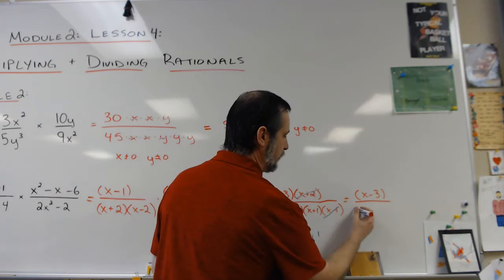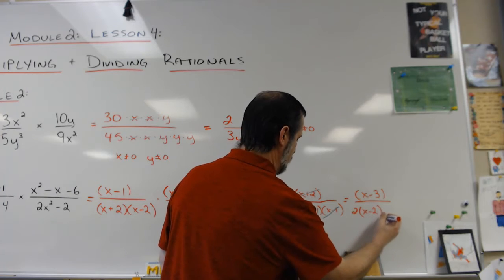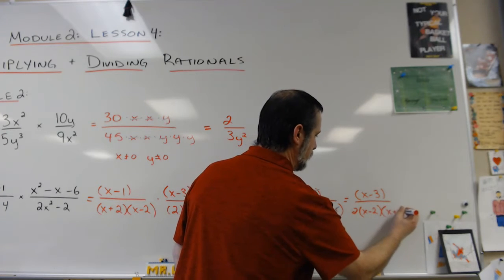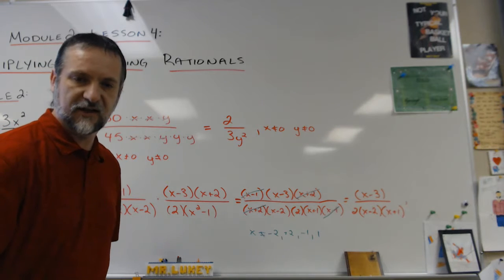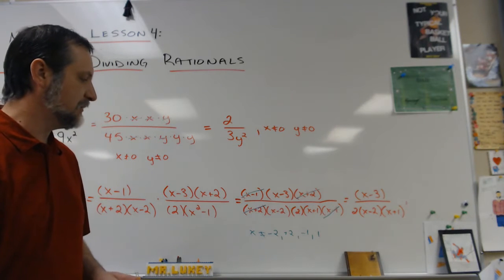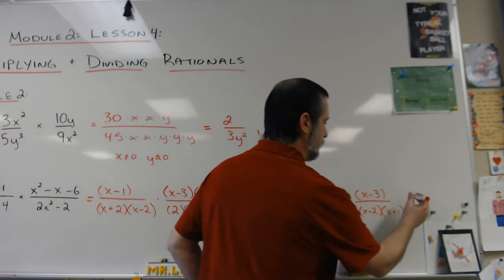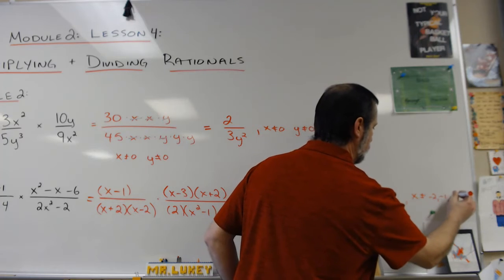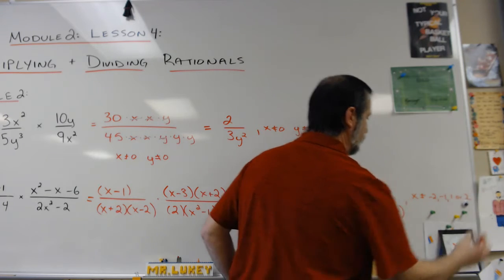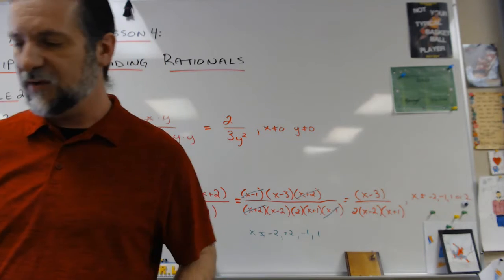So I'm going to write the 2 first. The x minus 2 times x plus 1. And I'm running out of room pretty fast here, and it's getting blurry again. And this is going to be where x cannot equal -2, -1, 1, or 2. So again, I'm getting a little fuzzy. Sorry, I ran out of room on that one.